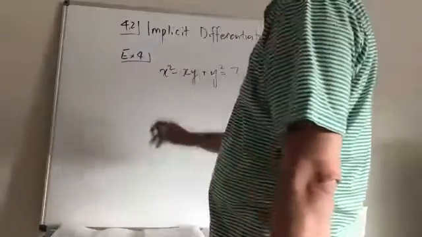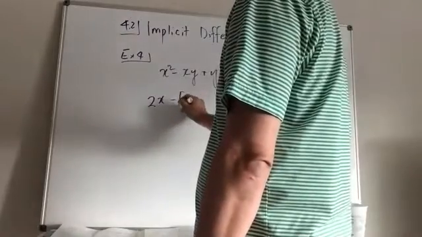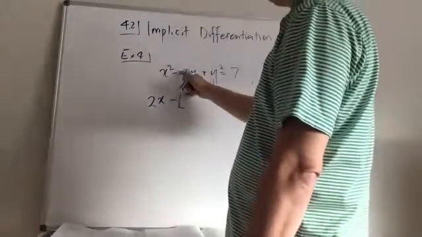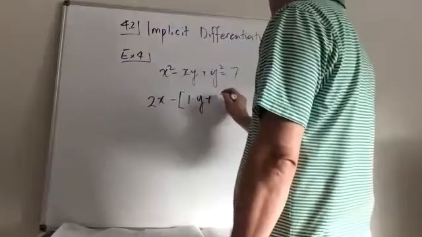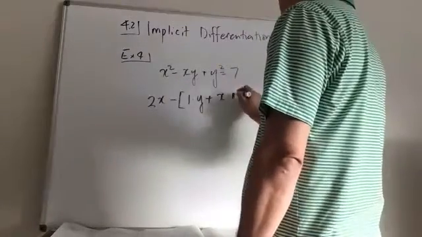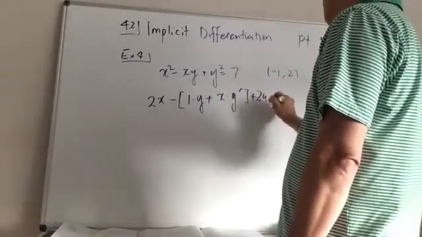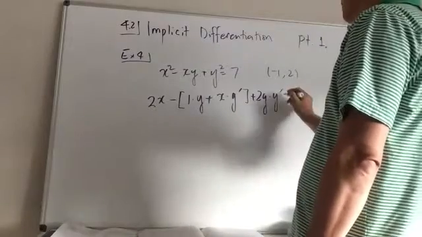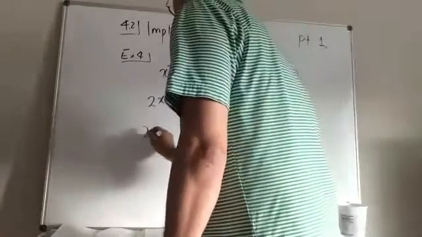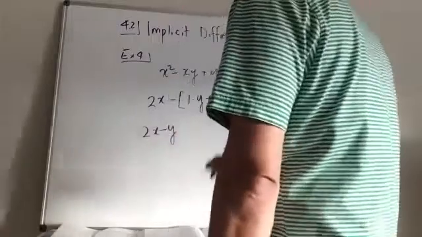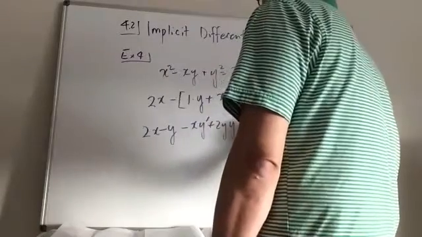Let's go and take the derivative of the left-hand side. I get 2x. Over here, now I have the product rule, right? So I'm going to take the derivative of this first, which is 1, and then I'm going to have y, plus x times the derivative of y, which is y prime, plus 2y y prime, the chain rule. And I take the derivative of 7, that's equal to 0, right? So let's go ahead and collect the terms. So I get 2x minus y minus x y prime plus 2y y prime is equal to 0.